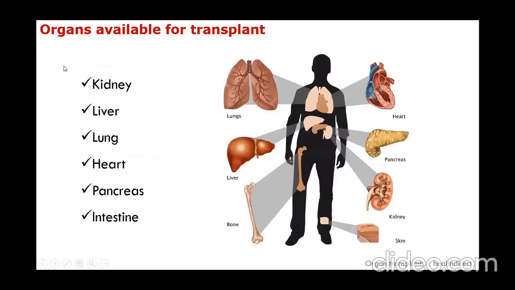What are the organs available for transplant? There are several organs in the body, and you can use part of it: kidney, liver, lung, heart, pancreas, intestine, and coming to the tissues, skin can be transplanted. It can be grafted also.